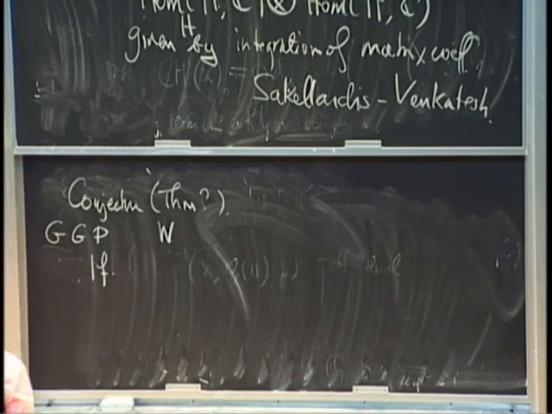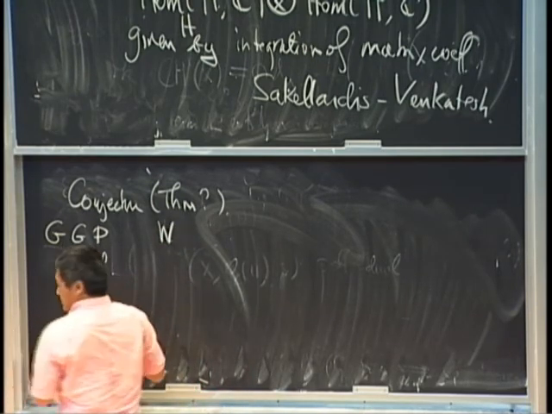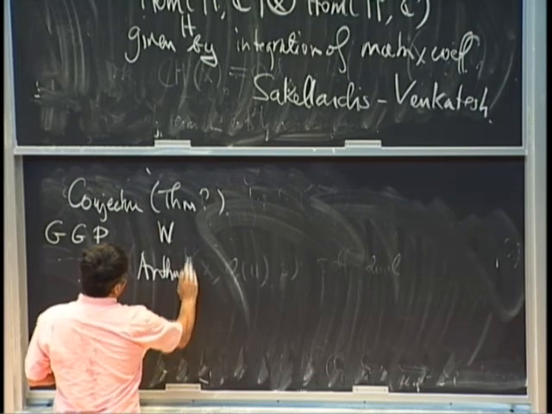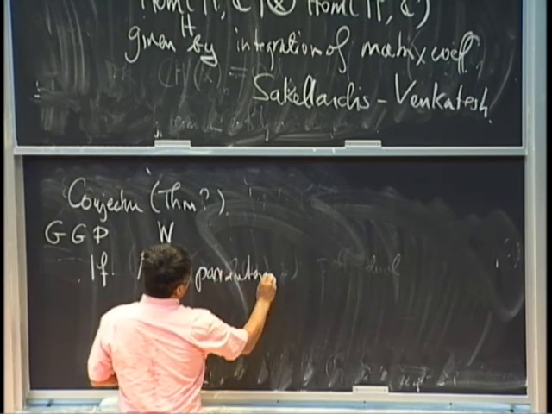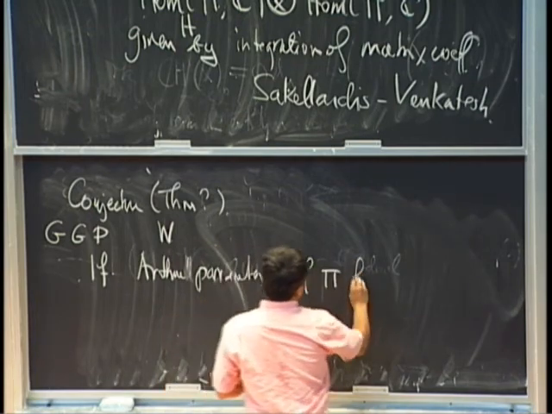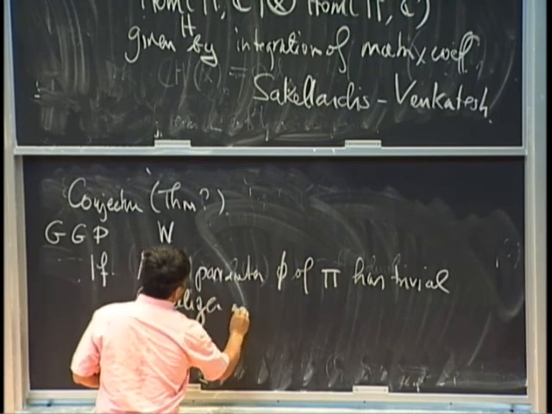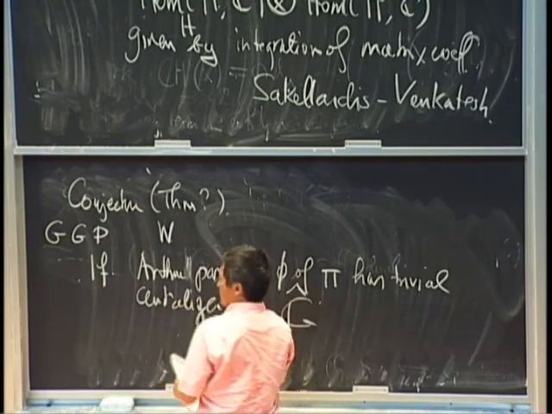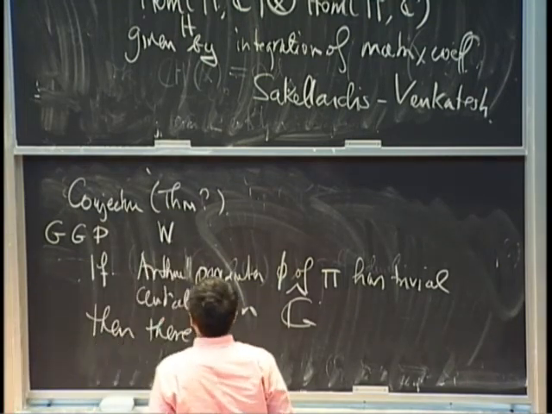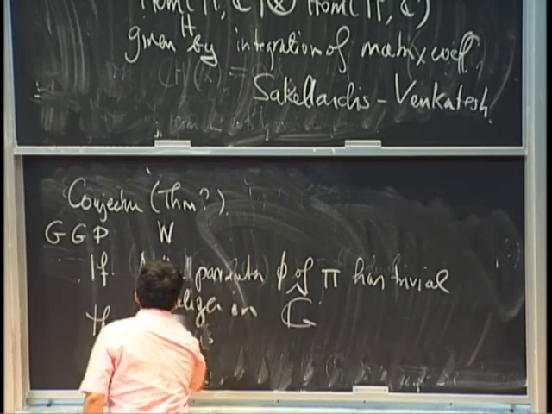So let me try to see. If I'm in a certain situation, if the Langlands parameter phi of pi is irreducible, and has a trivial centralizer in the dual group, okay, then this Hom is non-trivial, I guess. Then the Hom is non-trivial.